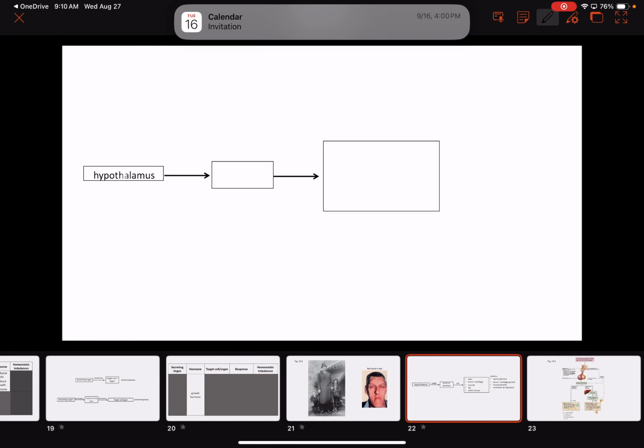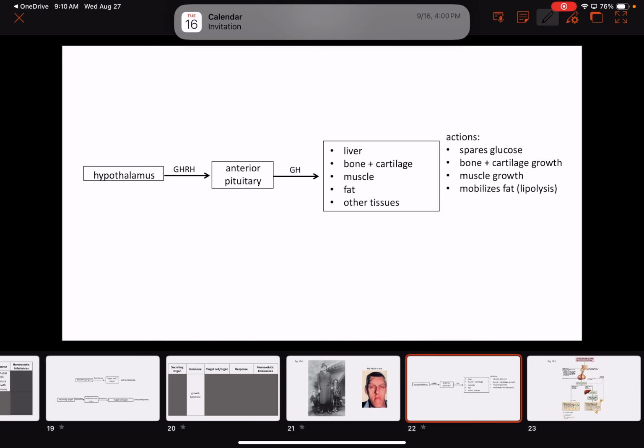All right, so the pathway for this: the hypothalamus is going to release the neurohormone, which is GHRH. It is going to bind to the anterior pituitary. The anterior pituitary will then release growth hormone. And then growth hormone is going to target these tissues with these responses.